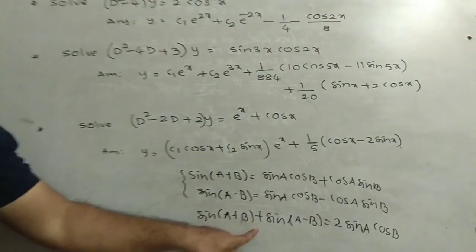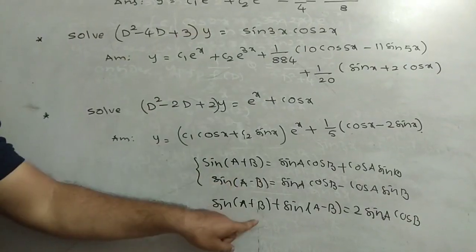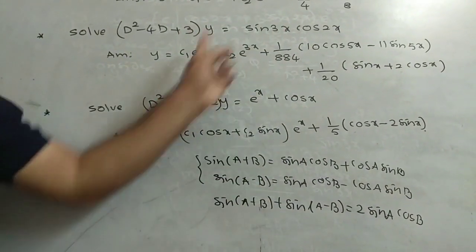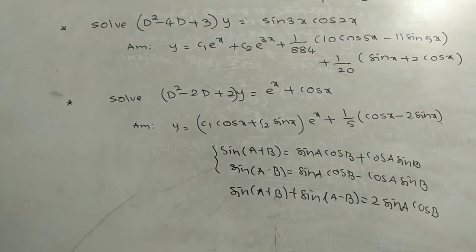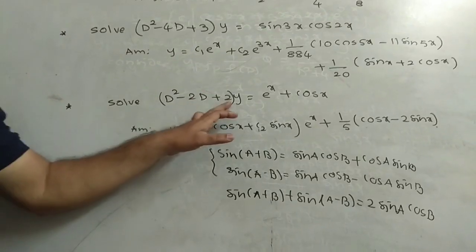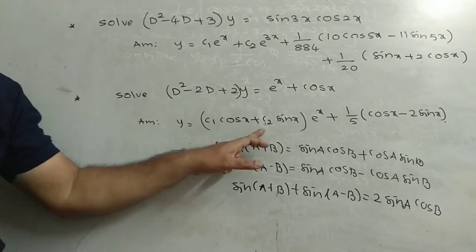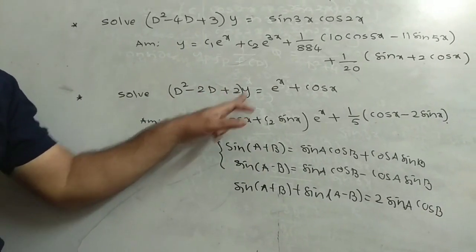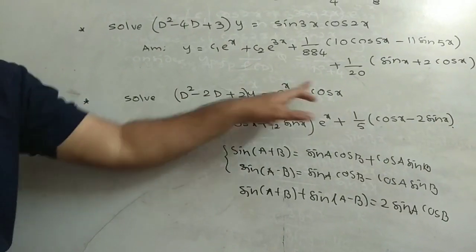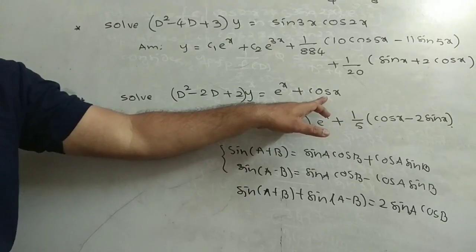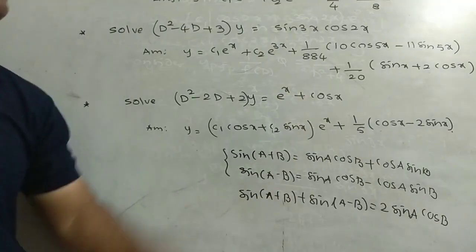So just you can apply this procedure so that the entire thing is converting into first term is sin and second term is also sin. So just you do the simplification, you will get the answer. The next one, solve d square minus 2d plus 2 of y equal to e power x plus cos x. So yc you can calculate. While finding yp, it is the combination of these two procedures. First one e power ax type plus the second one it is cos ax type. So you just split that yp into two parts and find out your final answer.